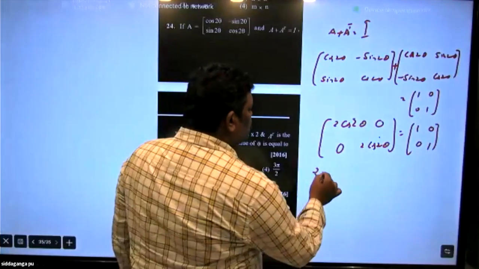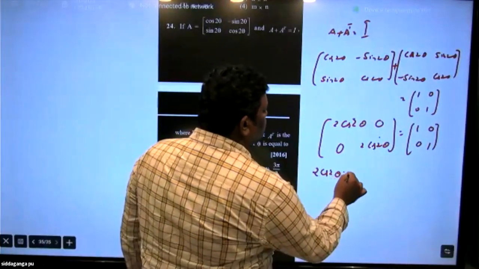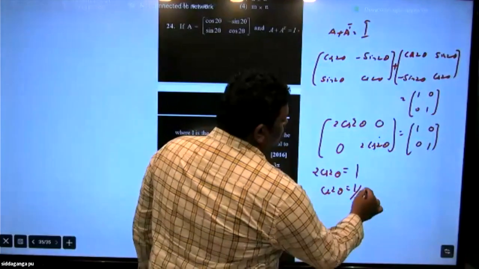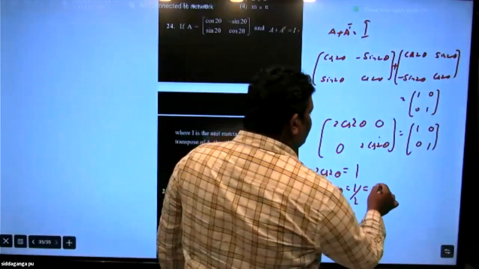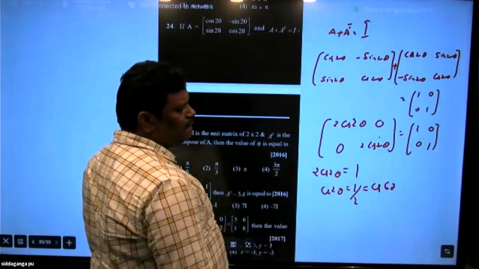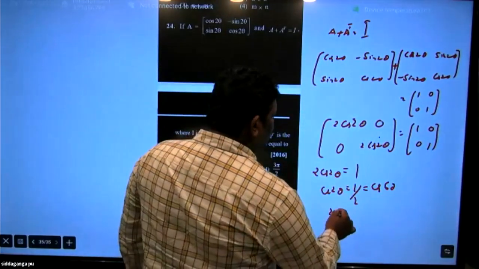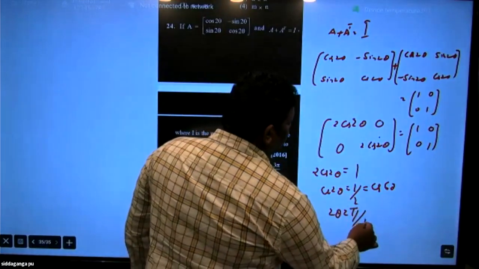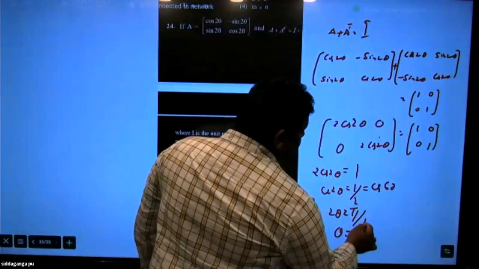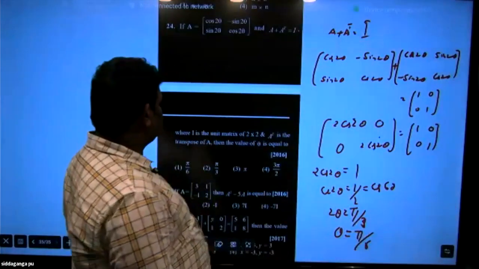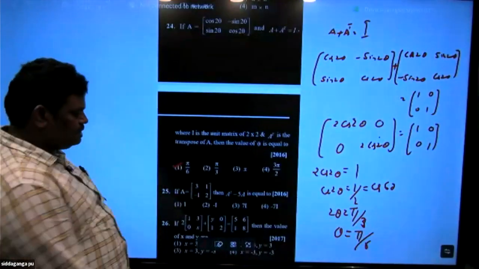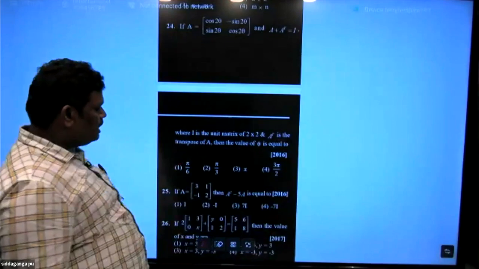So here 2 into cos 2 theta is equal to 1, so cos 2 theta is equal to 1 by 2. In the cos function, when do we get 1 by 2? Cos 60 degrees, that is pi by 3. So 2 theta is equal to pi by 3, then theta is equal to pi by 6. Pi by 6 is the answer for this one. Okay? Right, next.